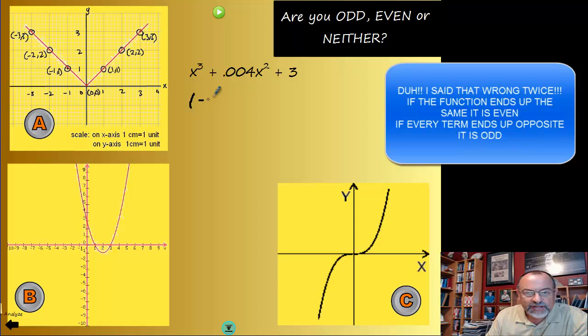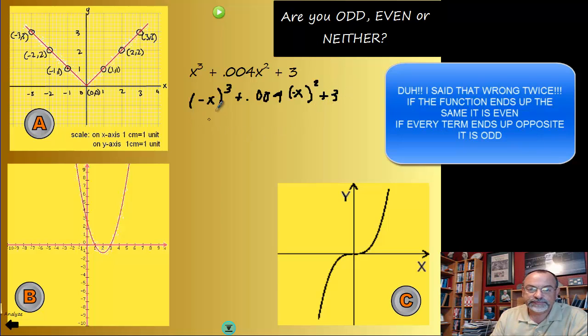So I'm going to put in negative x for x here, so it's going to be negative x cubed plus 0.004, and then I'm going to put in negative x squared plus 3, and then I'm going to simplify it. So negative x cubed is negative x cubed plus 0.004, sorry for my sloppy writing, I'll do better. Negative x times negative x is positive x squared plus 3.